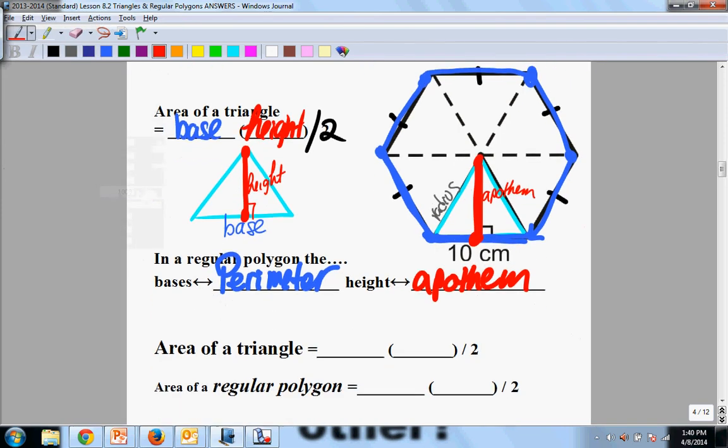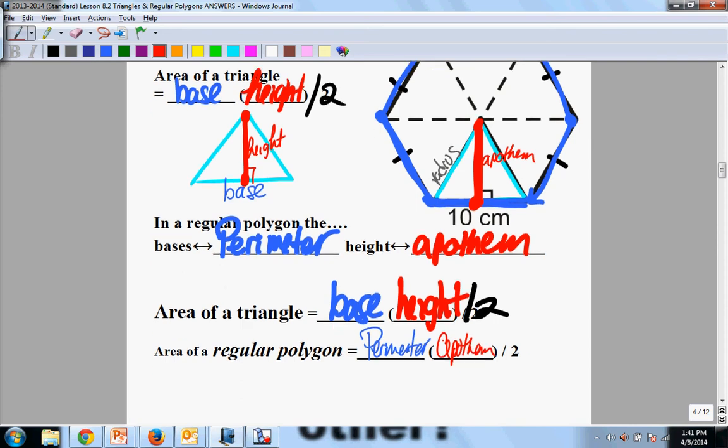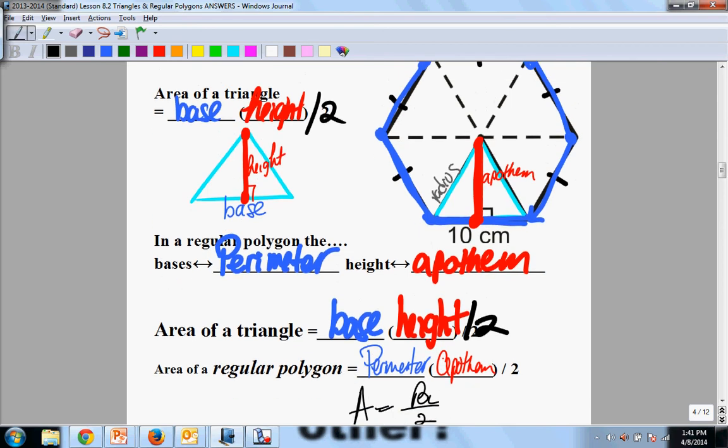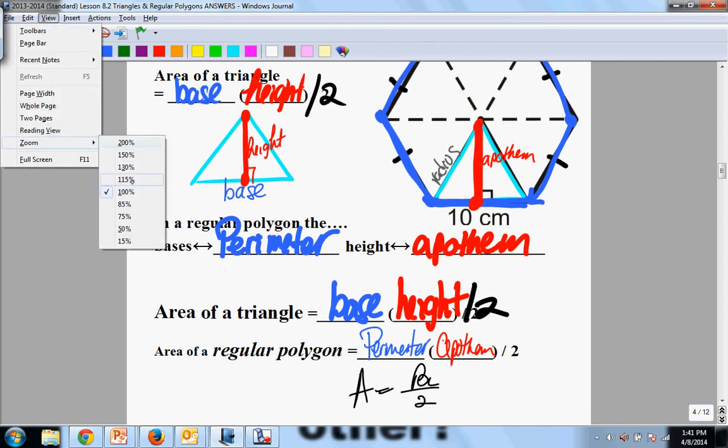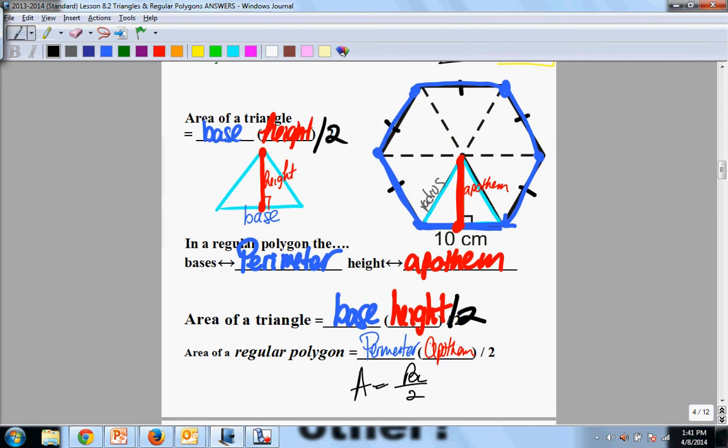So our final equation looks like this, guys. For a triangle, it's base times height over 2. And for a regular polygon, it's going to be perimeter times apothem over 2. Or my preferred version, area equals paw divided in half. So my paw is going to be half what it is now? If that helps you remember, you take paw divided in half.